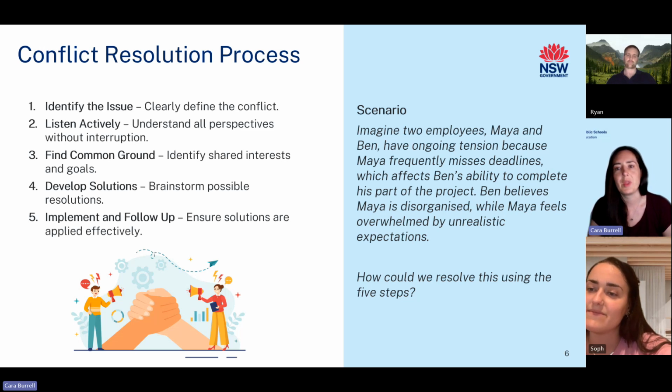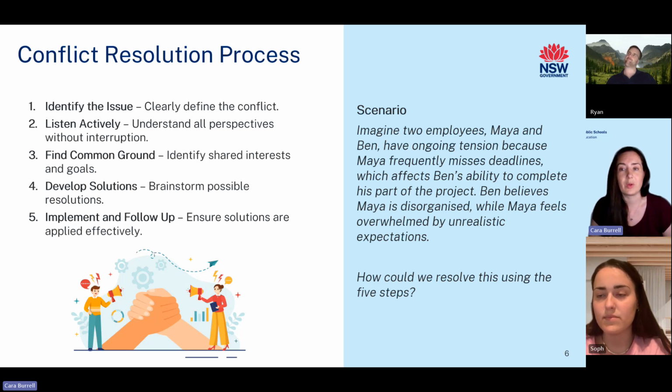Now, ideally, we would want Maya and Ben to come up with solutions, but perhaps we could come up with some ideas ourselves. What are some solutions that could help this situation? Possibly better workload management. So Maya and Ben could review upcoming deadlines together and then prioritize tasks. Yeah, great. That's a good idea.